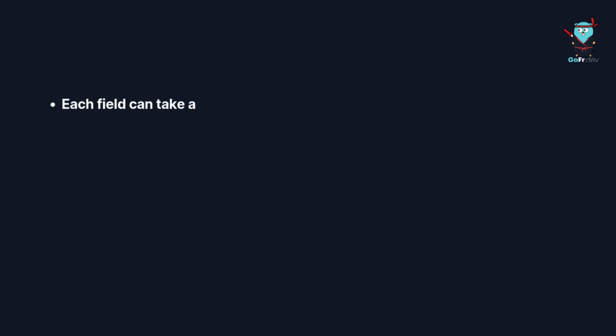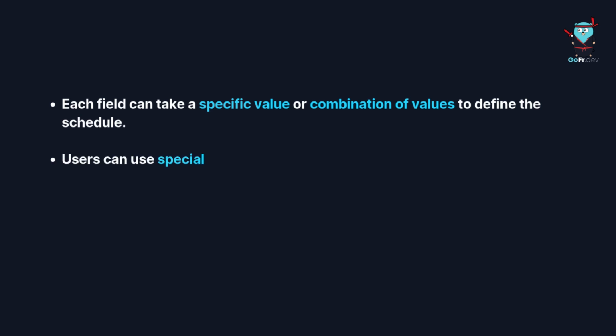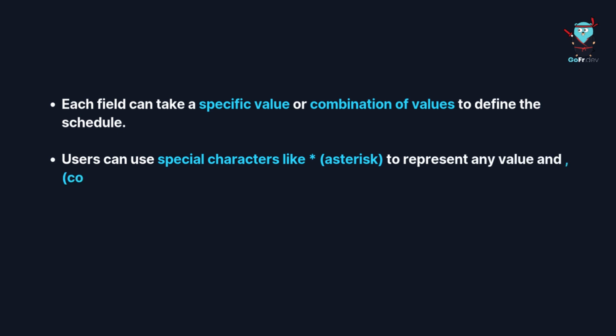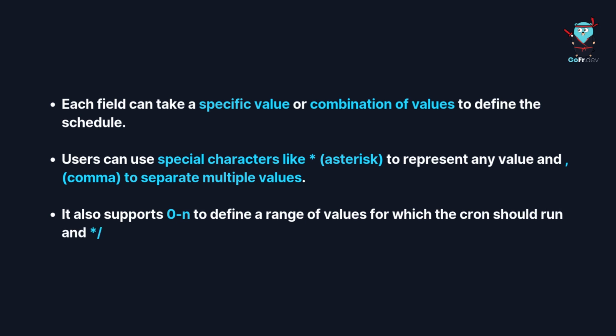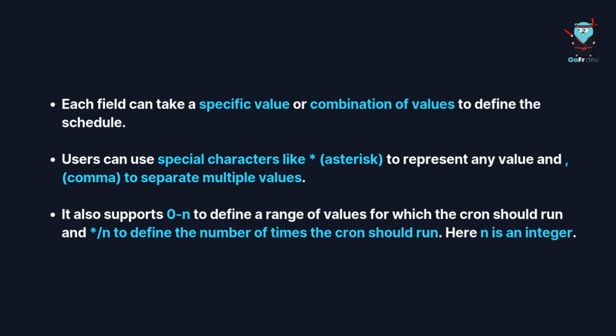Here, each field can take a specific value or combination of values to define the schedule. Users can use special characters like asterisk to represent any value and comma to separate multiple values. It also supports 0-n to define a range of values for which the cron should run, and */n to define the interval at which the cron should run. Please note that here n should be an integer.